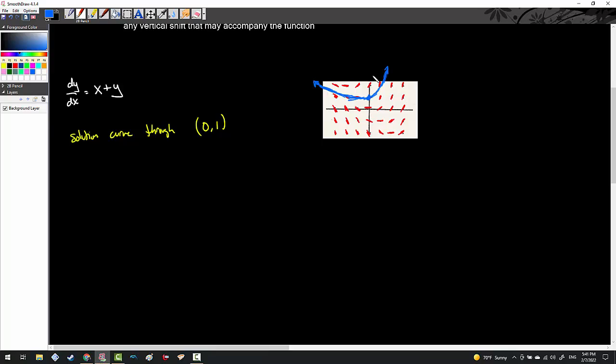I'll be back with the next example when it comes to interpreting a slope field and then trying to do a multiple guess or a multiple match. I'll be back in a flash.